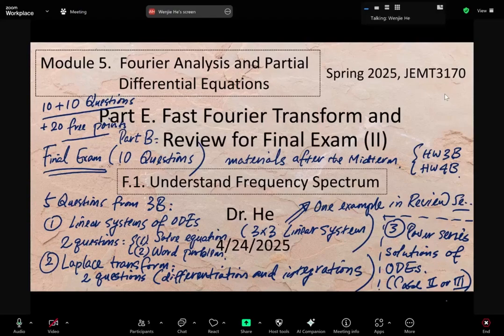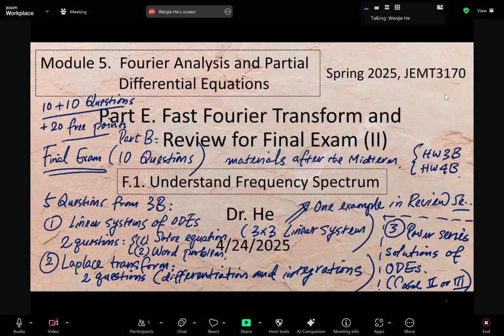All right. So the 2 questions from 4B. Not necessarily from the Fourier analysis. Total 5 questions. This time I can give you 2. First one, possible identity. Second, apply the convolution theorem of Fourier transform to solve an integral equation.